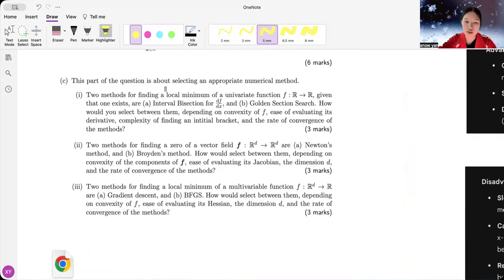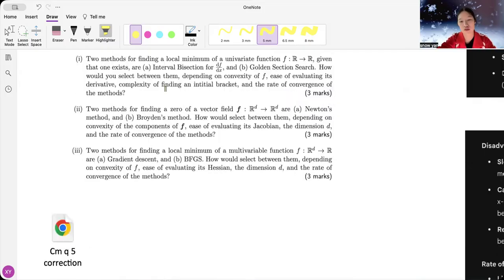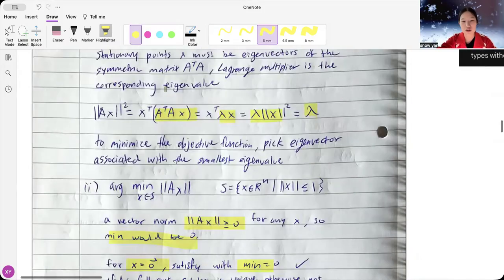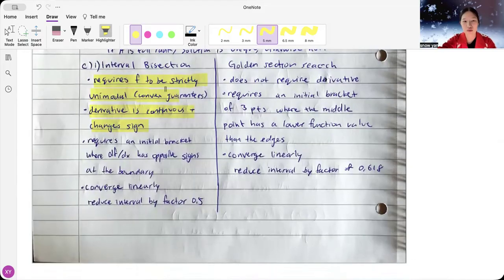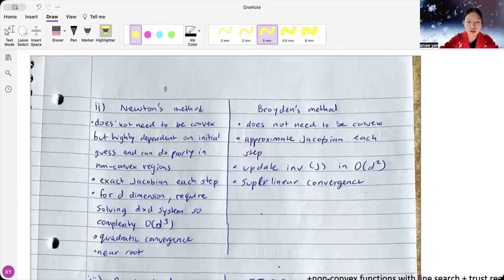And then for part two, we have two methods for finding a zero of a vector field, f: R^D to R^D, which are Newton's method and Broyden's method. I would select between them depending on the same kind of conditions: convexity, ease of evaluating the Jacobian, dimension D, and rate of convergence. It's always these conditions that we consider, except earlier it was the derivative, now it's the Jacobian. But essentially, Newton's method does not need to be convex, but it's highly dependent on the initial guess and can do quite poorly in some non-convex regions.